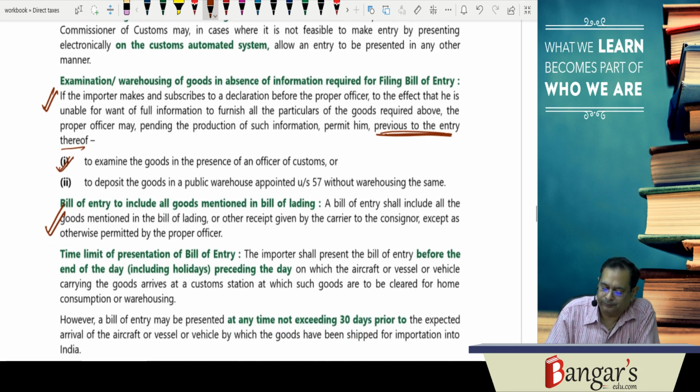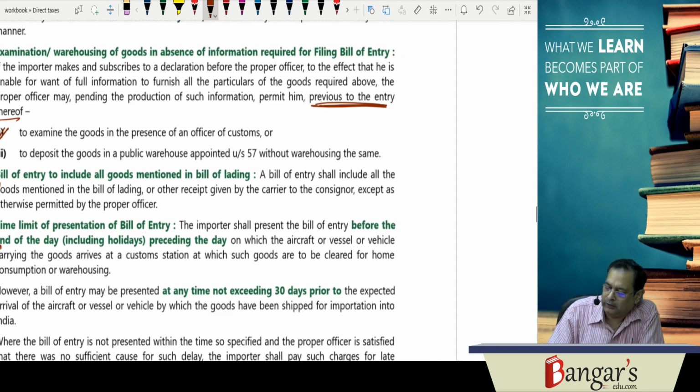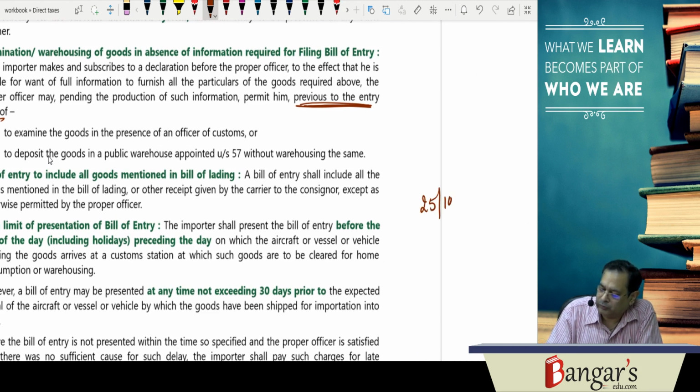Then the bill of entry will include all the goods which have been mentioned in the bill of lading. And here, what is the time limit for presentation of the bill of entry? So the importer shall present bill of entry before the end of the day preceding the day on which the aircraft or the vessel or, say, vehicle carrying the goods arrives at the custom station. So here, if the vessel arrives at the customs station on 25th, up to 24th you are required to present what?